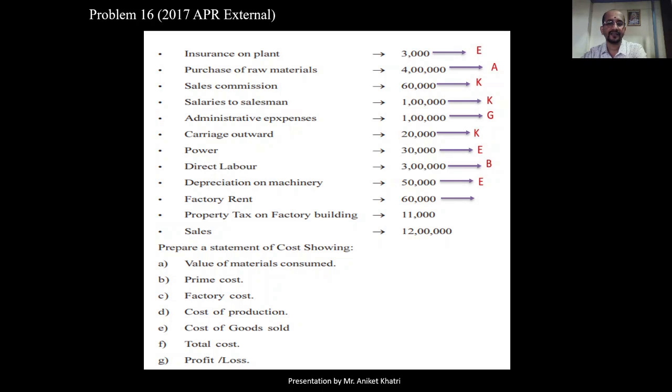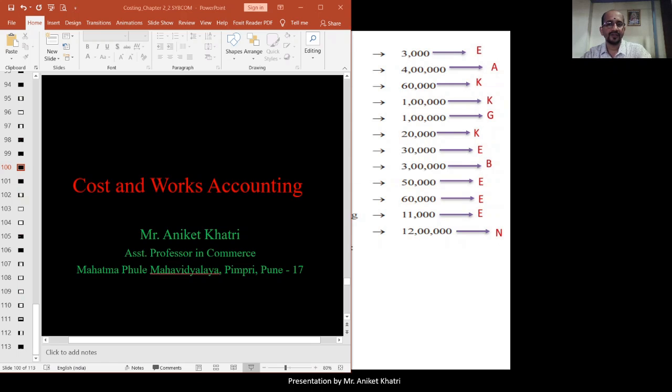Factory rent, again E. Property tax on factory building. Though it is a tax, it is on the factory building, so we'll consider it in E. This is not a financial item. Okay, sales, N. So here they have asked us to prepare statement of cost and find out these items A to G. Okay, so now let us start to solve the problem.